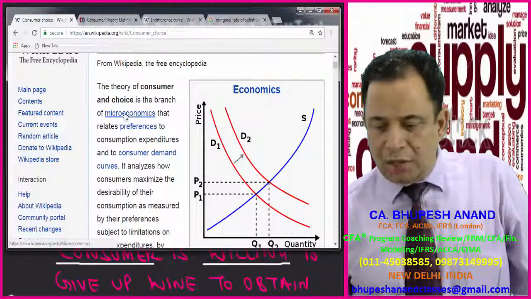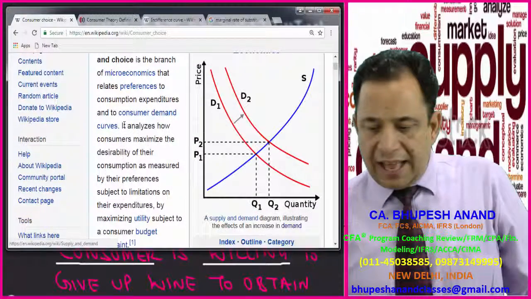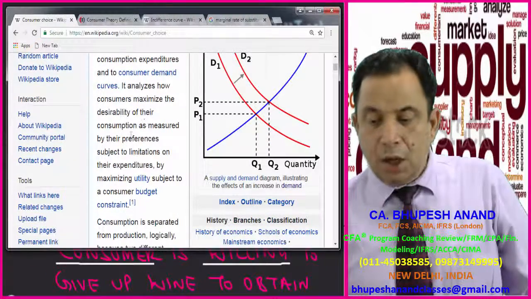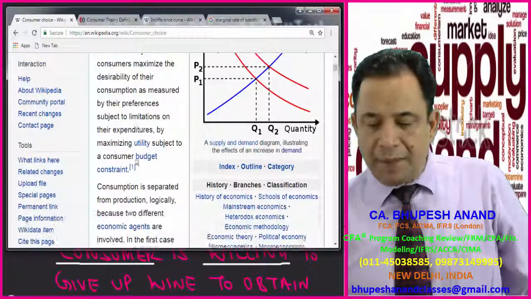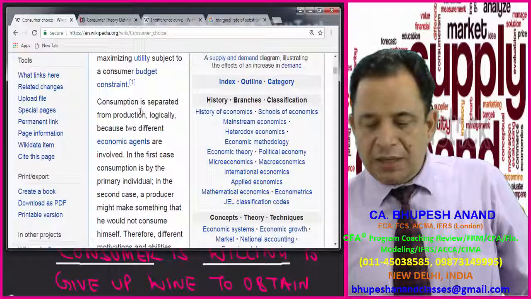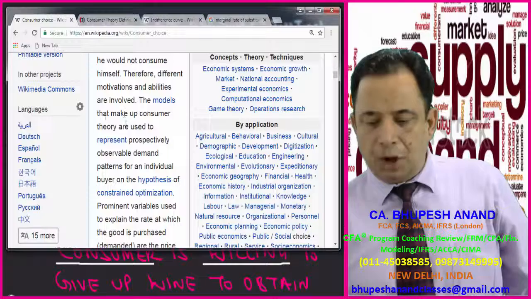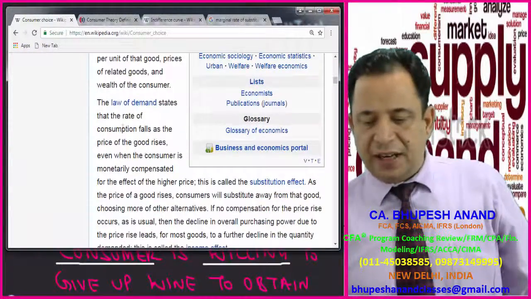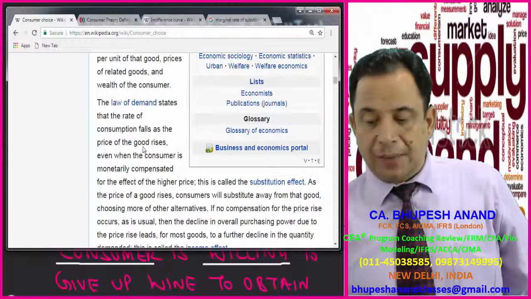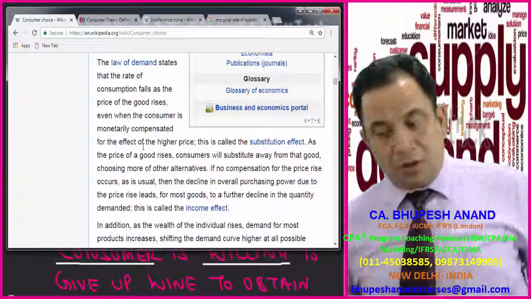The theory of consumer choice is the branch of economics that relates preferences to consumption expenditure and to consumer demand curves. It analyzes how consumers maximize the desirability of their consumption, subject to their preferences, by maximizing utility, and this consumption is separated from production. The law of demand states that the rate of consumption falls as the price of the good rises. It means the demand curve is based on three principles which we have discussed.